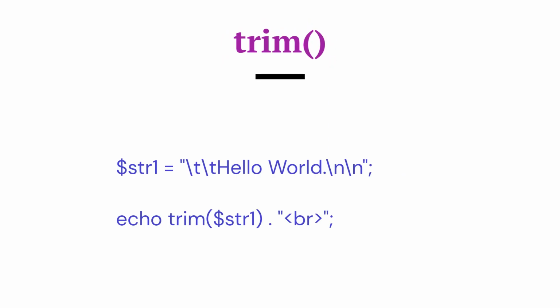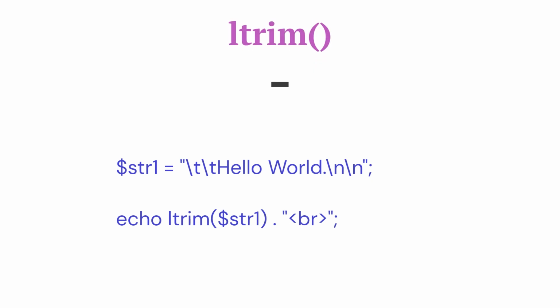Trim function deletes ordinary spaces, tabs, new lines, carriage returns, null bytes, and vertical tabs from the beginning and end of a string. The trim function removes tabs and new lines from the beginning and end of string variable $str1. ltrim function deletes ordinary spaces, tabs, new lines, returns, null bytes, and vertical tabs from the beginning of a string. The ltrim function removes tabs from the beginning of string variable $str1.